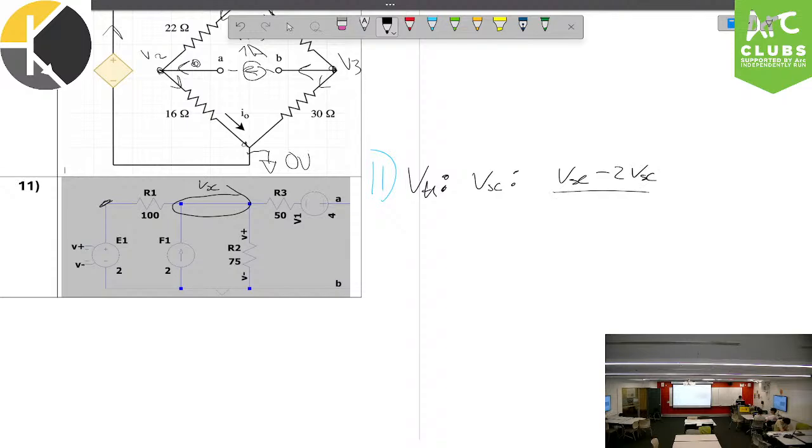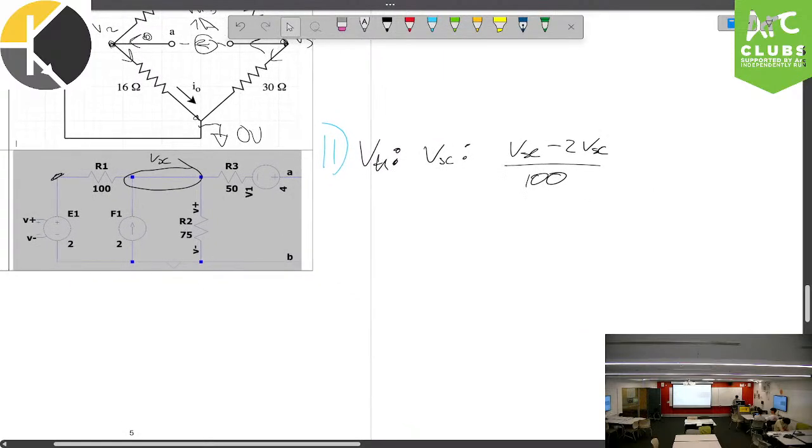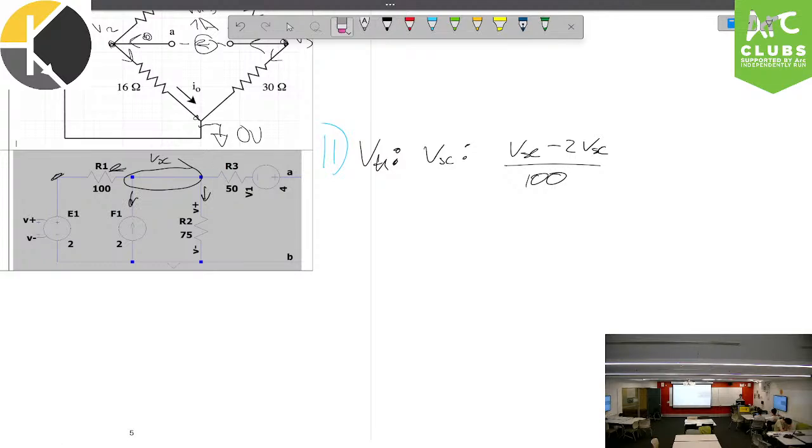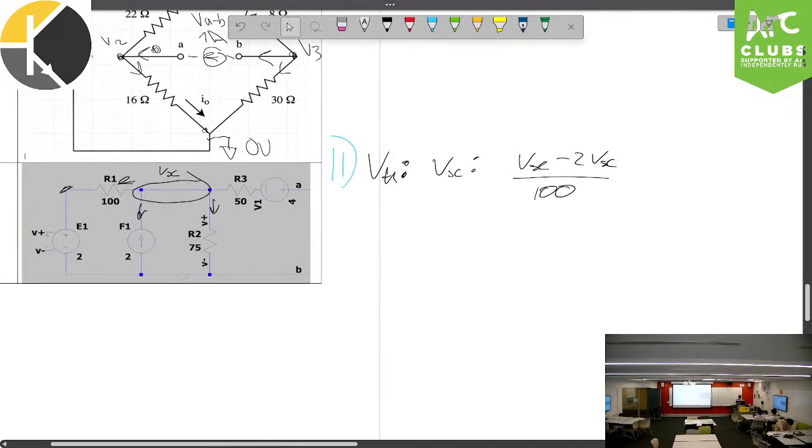on 100. We have a 100 ohm resistor there. Mind you, we're assuming everything goes down and out of here. Mind you, there's no current, so we actually don't need that one. Alright, so that's the first one.